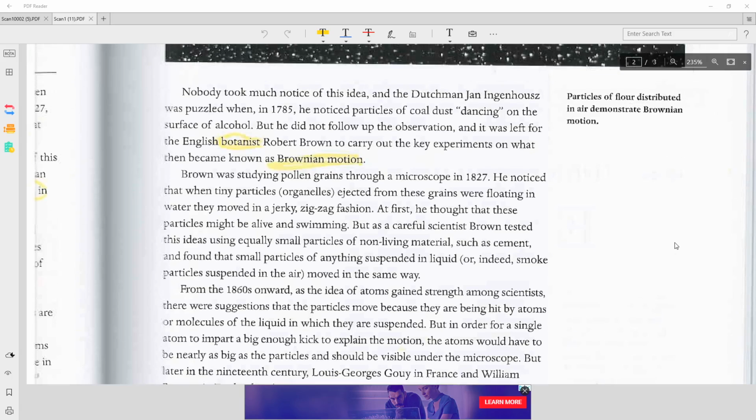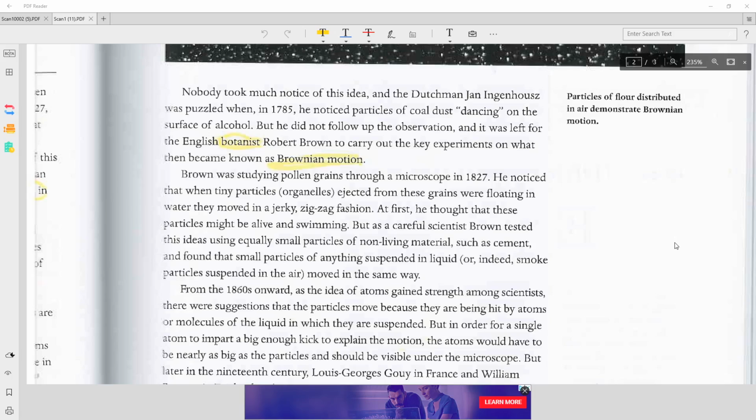Nobody took much notice of this idea, and the Dutchman Jan Ingenhousz was puzzled when in 1785 he noticed particles of coal dust dancing on the surface of alcohol. But he did not follow up the observation, and it was left for the English botanist Robert Brown to carry out the key experiments on what then became known as Brownian motion.